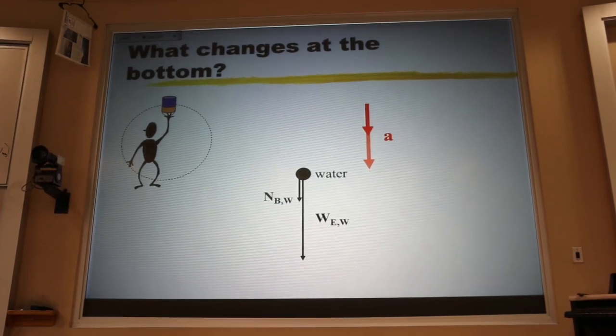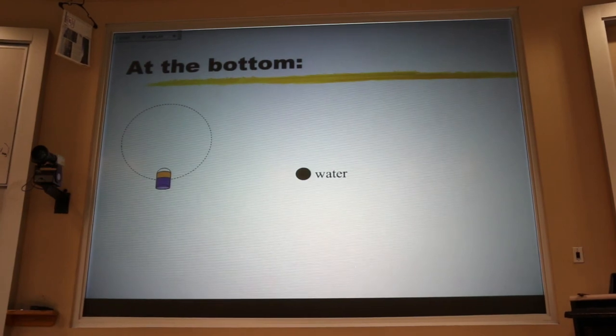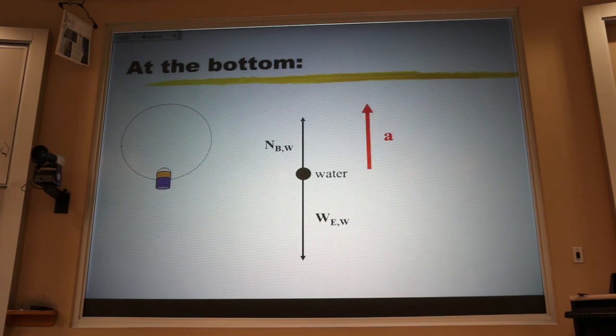Now, let's look at the bottom of the circle, okay? Now, the free body diagram, I still have weight down. The bottom of the bucket is now below the water, so it's pushing up. And my acceleration is pointing which direction? Up. And so what's wrong with that diagram? Yeah, it's got to scream up.